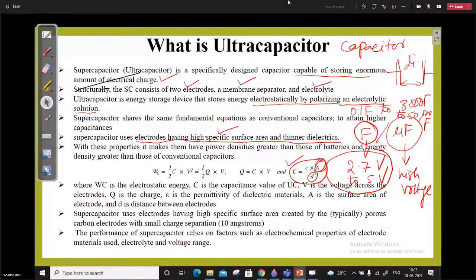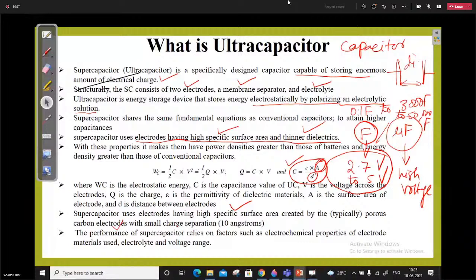Supercapacitor uses electrodes having a high specific surface area created by typically porous carbon. We are using porous carbon electrodes with small charge separation. That is, the charge separation is in terms of angstrom, 10 angstrom.